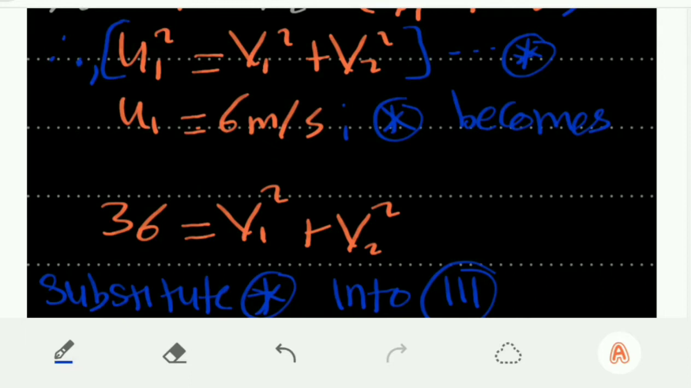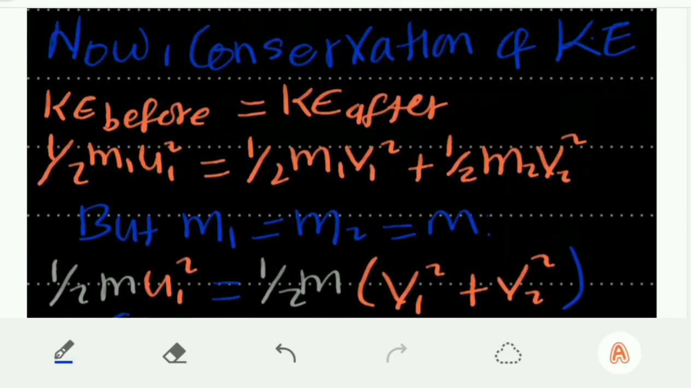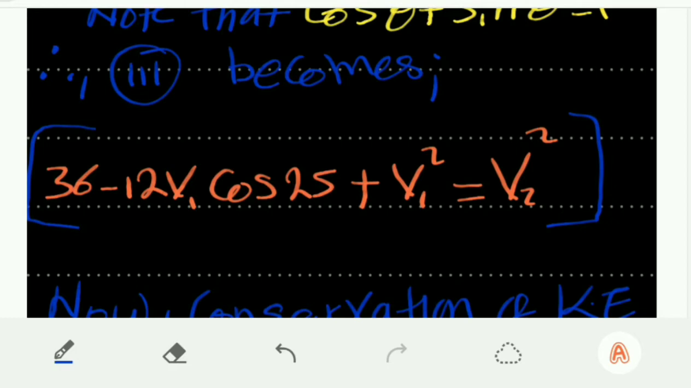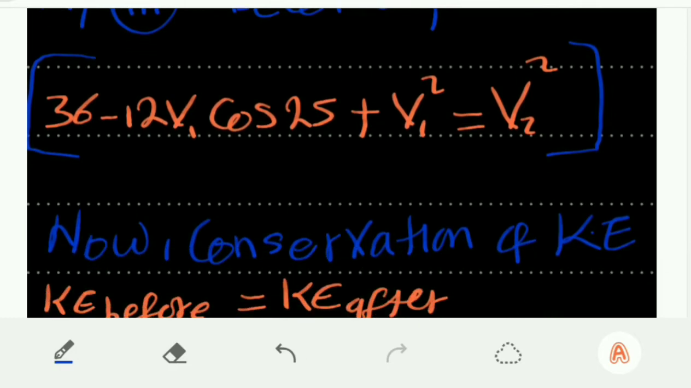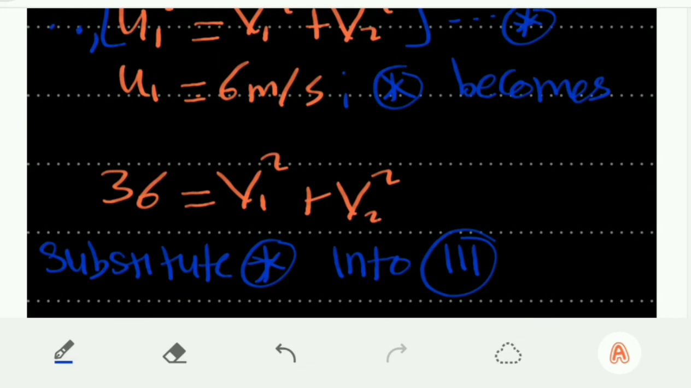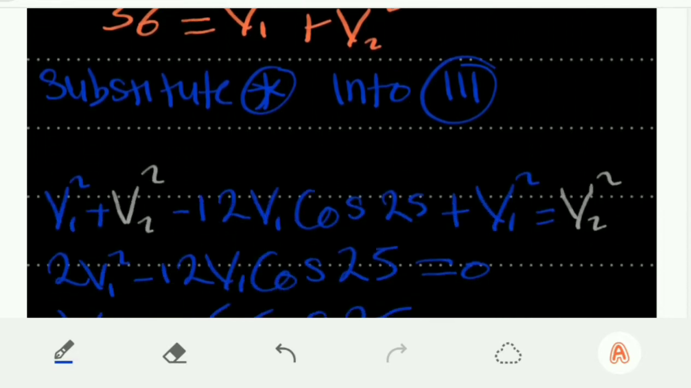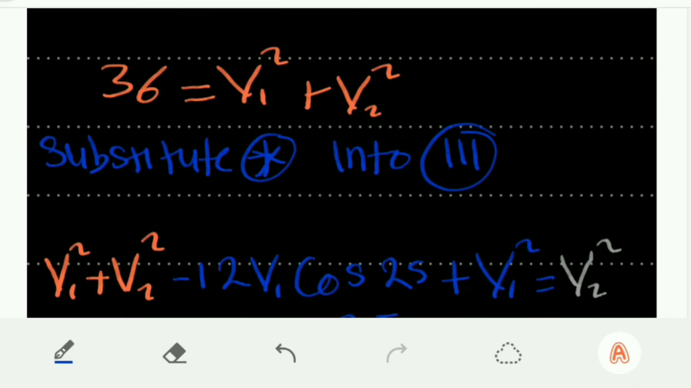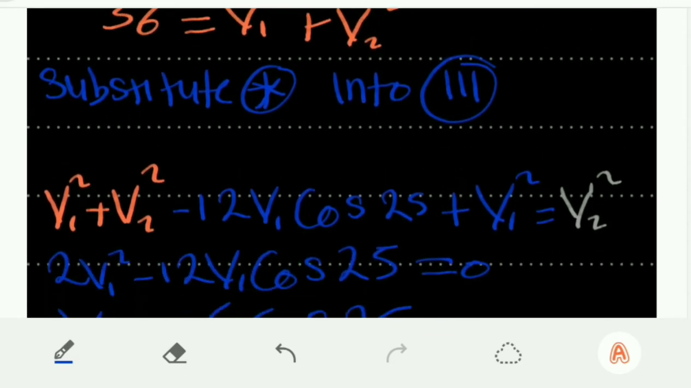Now we are going to substitute equation star into equation 3. Notice there's a 36 here. We are told that this 36 is equal to v1 squared plus v2 squared. Therefore, where there's 36 in equation 3, we put v1 squared plus v2 squared. That is where the 36 was supposed to be in equation 3.